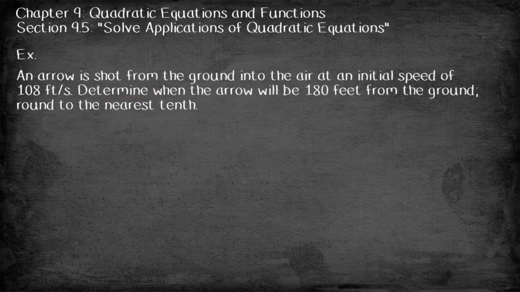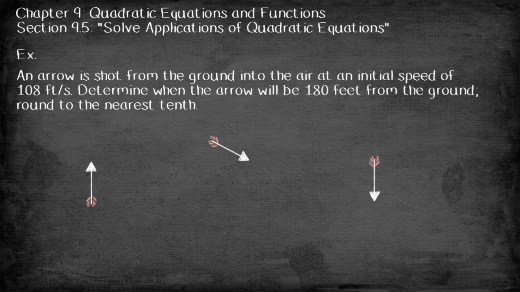All right, we have an arrow being shot from the ground into the air at an initial speed of 108 feet per second. And we want to know when the arrow will be 180 feet from the ground. So we have the arrow, it starts going up, turns around, and then goes downwards. So supposing that the arrow actually does make it up 180 feet from the ground, well, it's going to pass that height twice, once on the way up and then again on the way down. So that's something that we want to keep in mind.